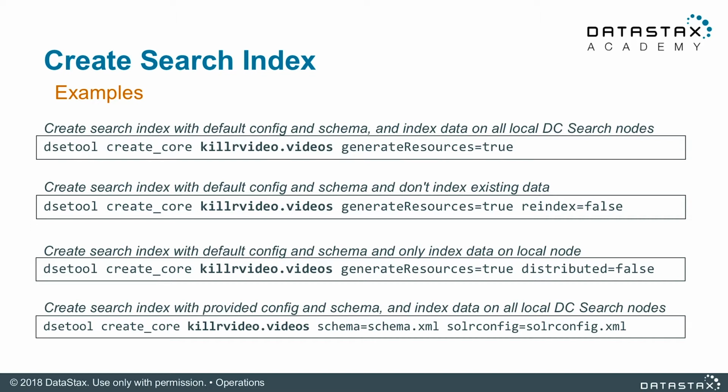And the last example uses the schema and solrconfig flags to specify which files to use for the two search index resources. Since only a file name is provided and not the absolute path, Dsetool will expect those files to be in the current working directory.